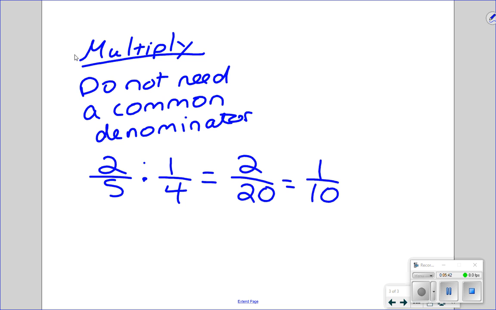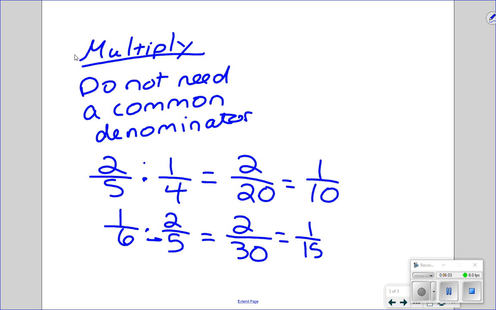So with any two fractions you're multiplying, multiply across the top, multiply 6 times 5, so multiplying those two together, 30 on the bottom, and then simplify.